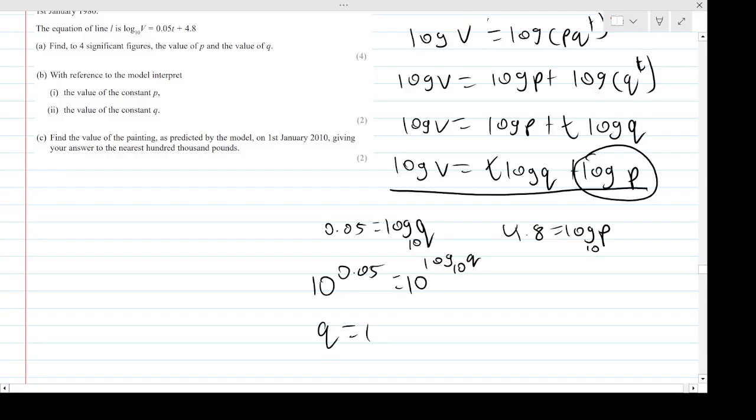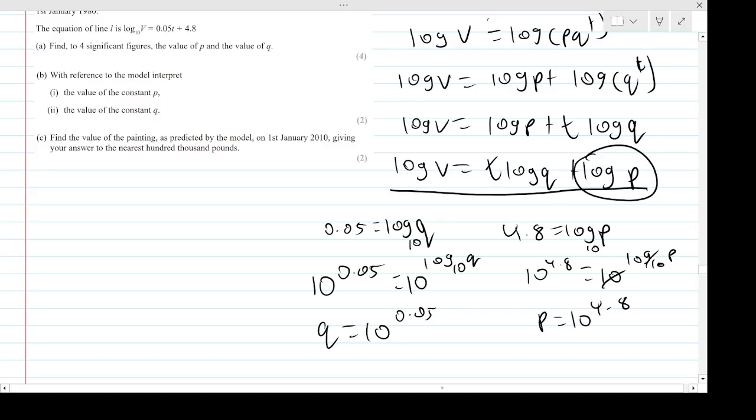So Q is 10 to the 0.05. And similarly, 10 to the 4.8 here is 10 to the log 10p. Again, the log cancelled with the 10. So p is 10 to the 4.8. And so we've got our values of Q and P here.